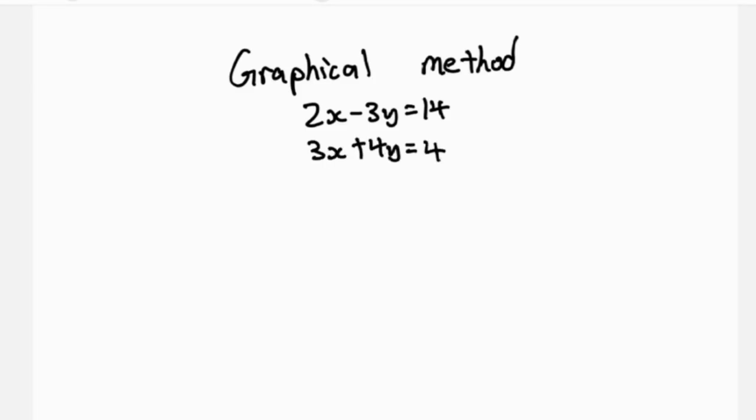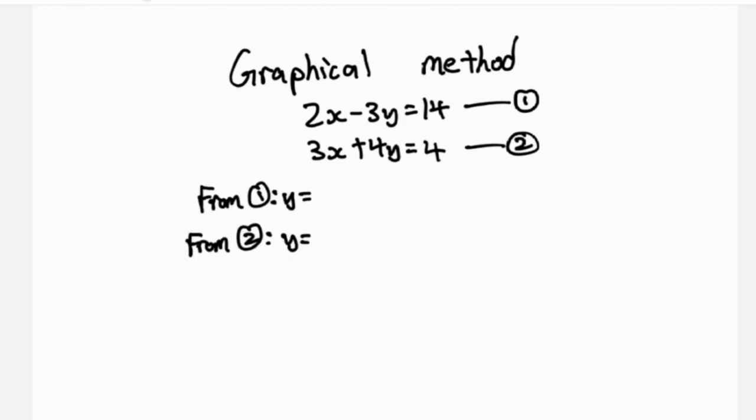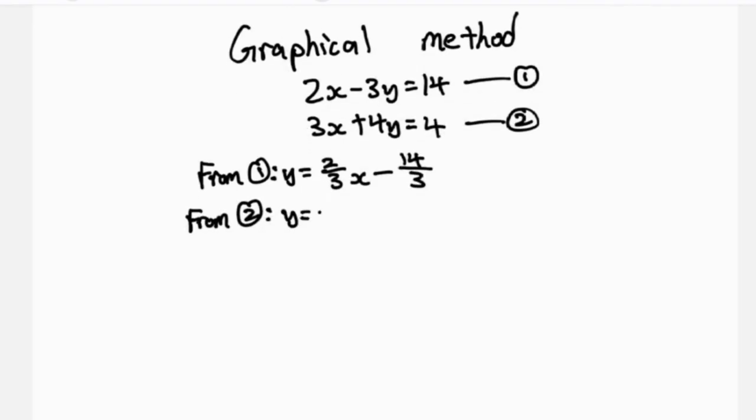We can also solve these equations graphically through a graphical method. Let's use the same equations as before as an example. We'll have 2x minus 3y equals 14 and 3x plus 4y equals 4. Let's label these equations equation 1 and equation 2. From equation 1, y is equal to 2/3 x minus 14/3. And from equation 2, y is equal to negative 3/4 x plus 1.